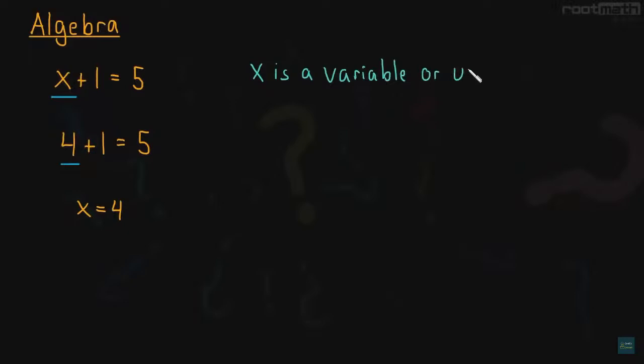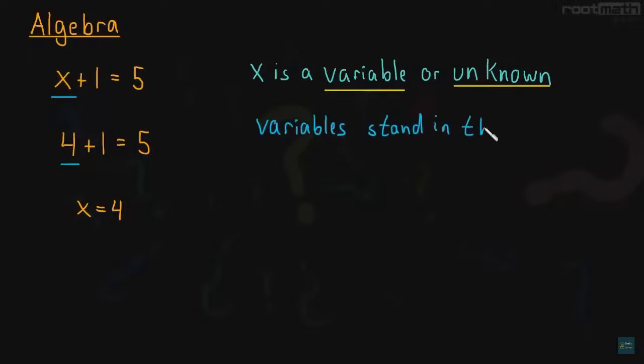So the key idea here is that x is what's called a variable or an unknown. They're synonymous. And what do we need to know about variables? Well, variables just stand in the place of a number. In our example, the letter x, the variable, stood in place of 4. Also, variables are usually written as letters.